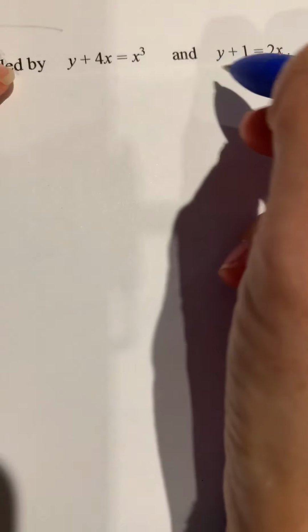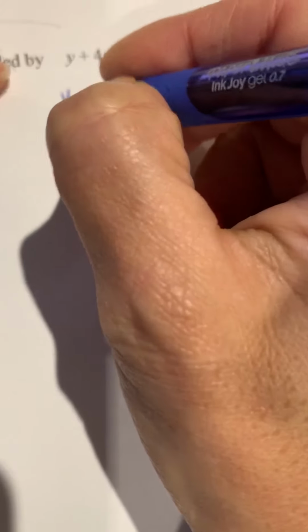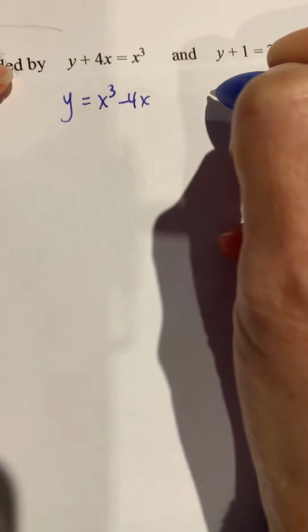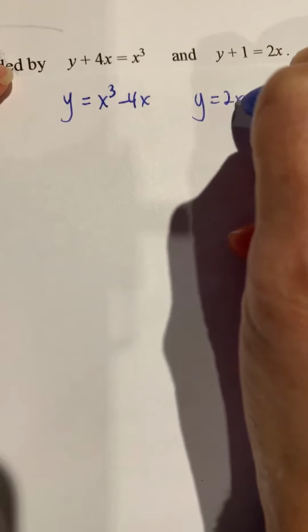So here is number 10. Sorry, I had corrected it because before I had typed it, I had copied it over incorrectly. So I'm gonna do it over and show you how it's done. Okay, so you have these two functions, which you don't want to get y by itself because it's easy enough to do. So I'd have y equal to x cubed minus 4x, and y is equal to 2x minus 1.